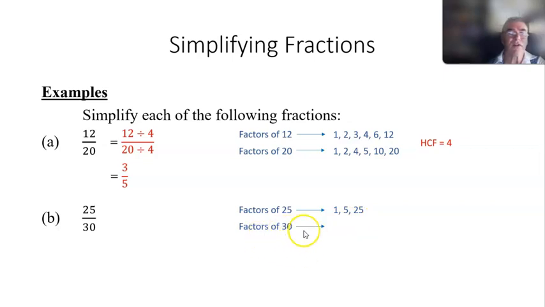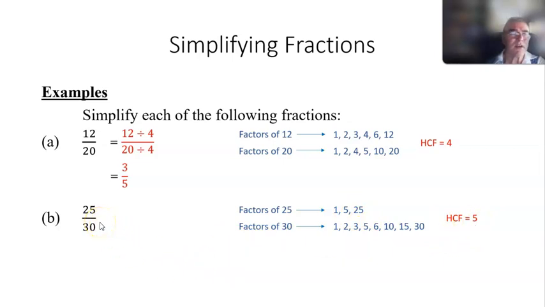And factors of 30, well, there's a few of them. 1 times 30, 2 times 15, 3 times 10, and 5 times 6. Again, place them in ascending order makes it easier. Our common ones are 1 and 5. So our highest common factor is 5.